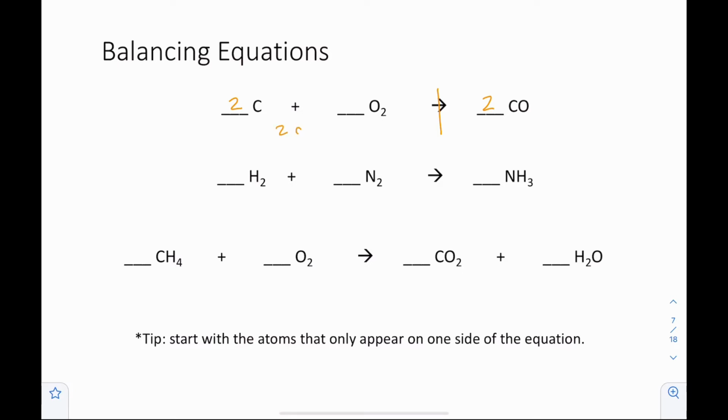We now have 2 carbons on the left and 2 carbons on the right, and we have 2 oxygens on the left and 2 oxygens on the right. That means that our equation is now balanced because we have the same number of atoms on both sides of the equation. Notice how there's no coefficient in front of the O2. That just means that there's one O2, so we can leave it blank if you want, or we can fill it in with a 1.